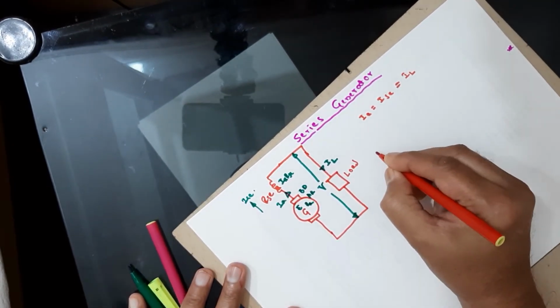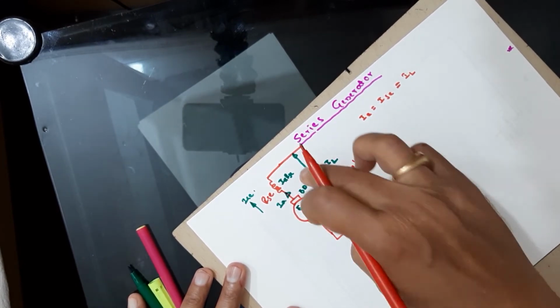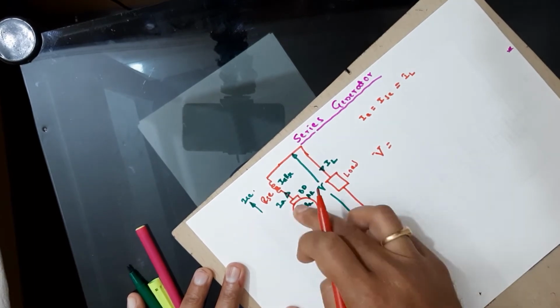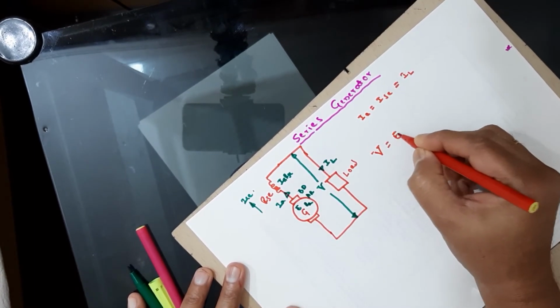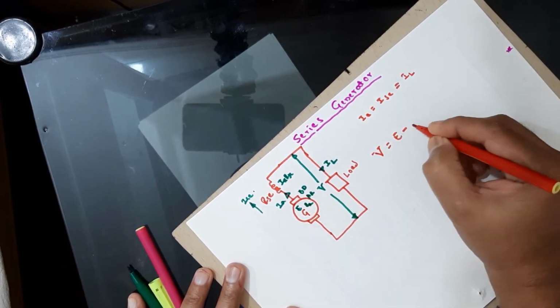Once again, I want to establish the relation between V and E. Therefore, the terminal voltage V is equal to the generated voltage E minus the first drop, IRA.